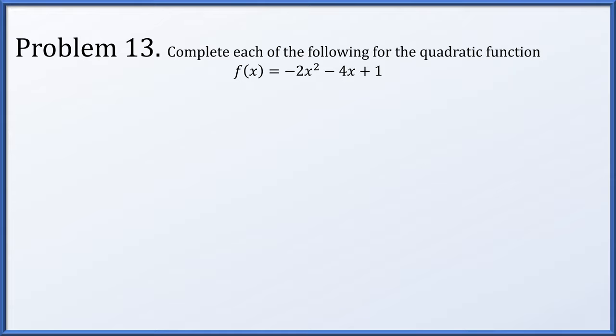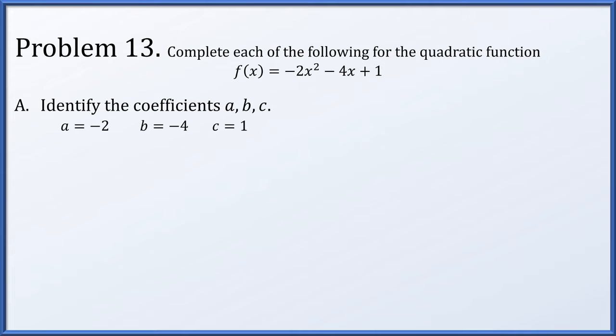Next, we've got a given quadratic function. F of x is negative 2x squared minus 4x plus 1, and we're going to have to do a bunch of stuff. First, what are the coefficients little a, little b, little c? Presumably, they're referring to the standard way of writing the quadratic formula, in which case little a refers to the quadratic coefficient, the number multiplying x squared, that's negative 2. Little b refers to the linear coefficient, the number multiplying x, that's negative 4. And little c refers to the constant term, the number that is not multiplying any x at all, and that's 1.